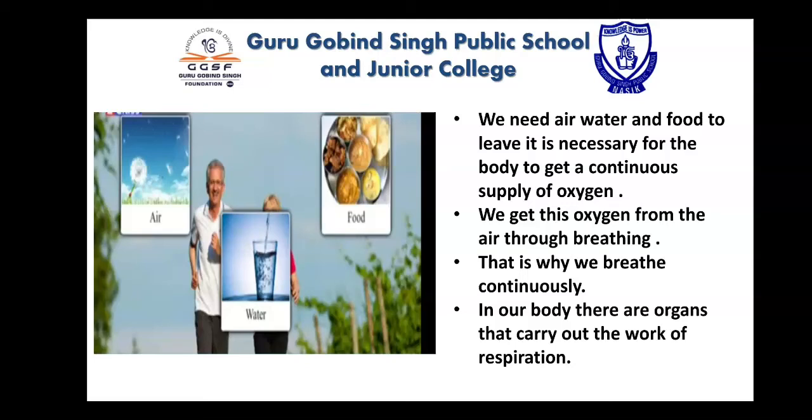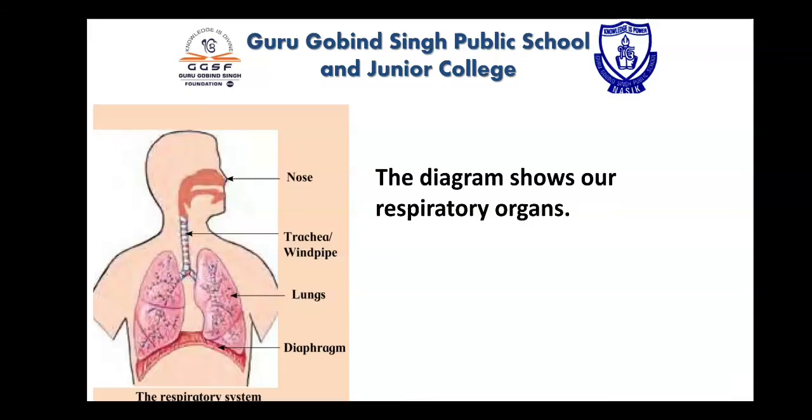In our body, there are organs that carry out the work of respiration. See children, this diagram shows our respiratory organs. Here are the nose and the trachea or windpipe. Then the lungs. These organs are called lungs. And lastly the diaphragm is shown.